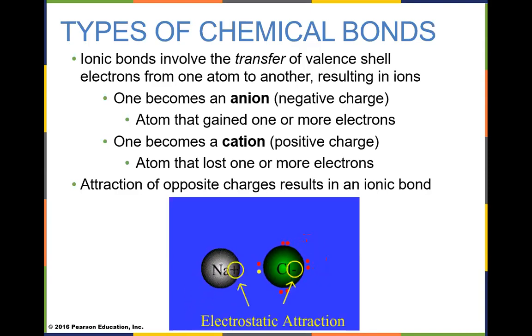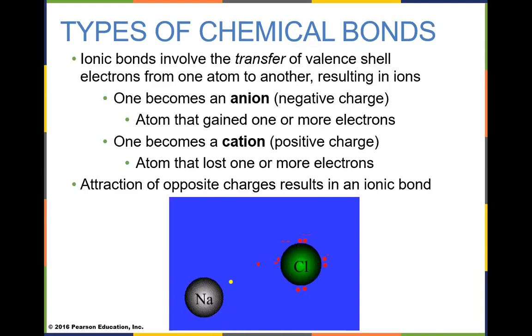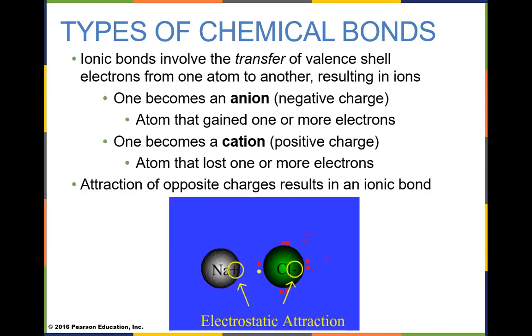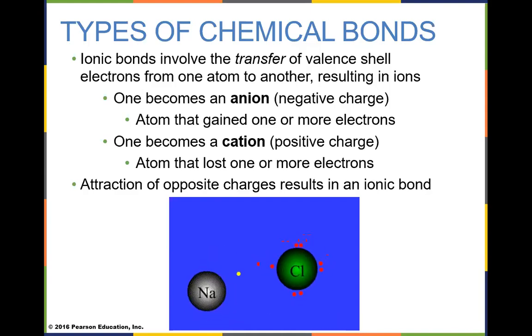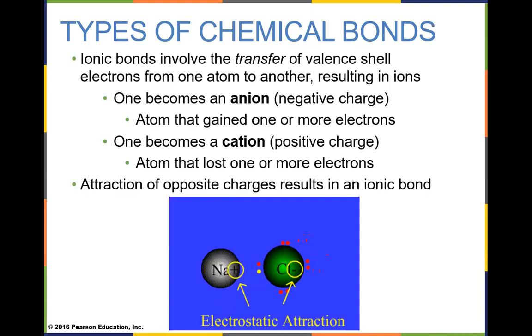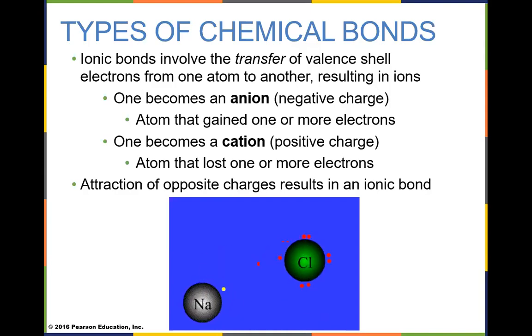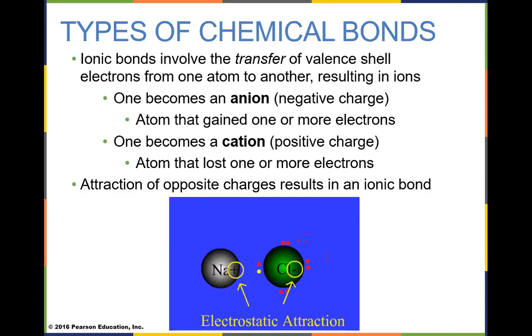Well, what we're doing here is we're creating an anion and a cation. The cation is the positive. It has given up its electron. The anion is now negative because it has gained that electron. So now that we've got these charges, these atoms, instead of being balanced, now have a positive and negative charge, and they get attracted to each other like magnets. We call it electrostatic attraction.